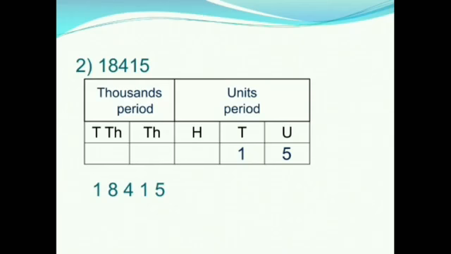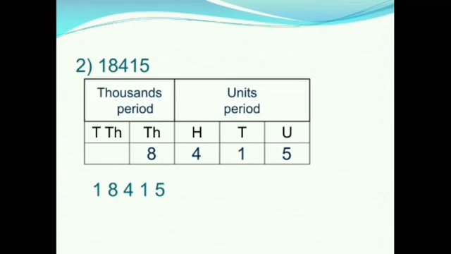Which is the third number? Yes, 4 is in the third number. Third place is hundreds. So we should write 4 in hundreds place. Now the fourth number is 8. Which is the fourth place in place value table? Yes, the fourth place is thousands place. So we should write 8 in thousands place.